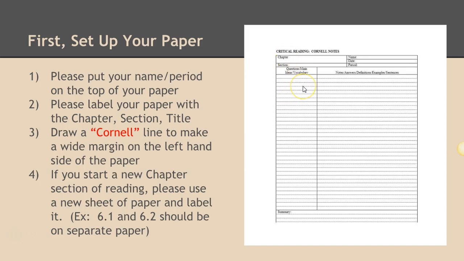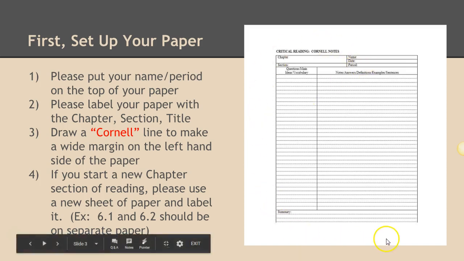Throughout the year, we're going to be using the Cornell format, both for in-class notes as well as textbook reading. You're going to want to draw a Cornell line. This means making a line up and down your paper larger than the normally given margin on binder paper. It's about 1/3 of the way over on your paper. If you ever start a new chapter section of reading, please use a new sheet of paper. For example, you could use this entire sheet for chapter 6.1. If you were going to outline 6.2, please do it on a separate piece of paper.